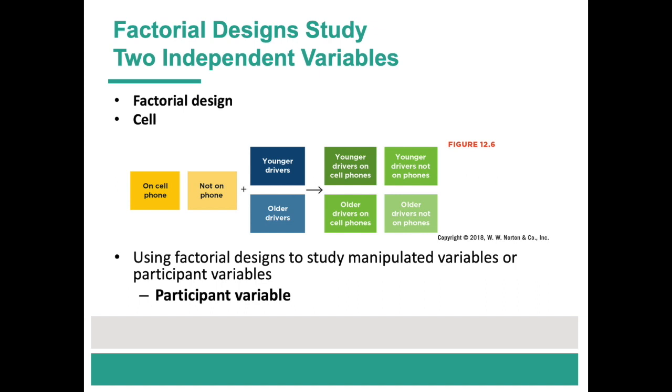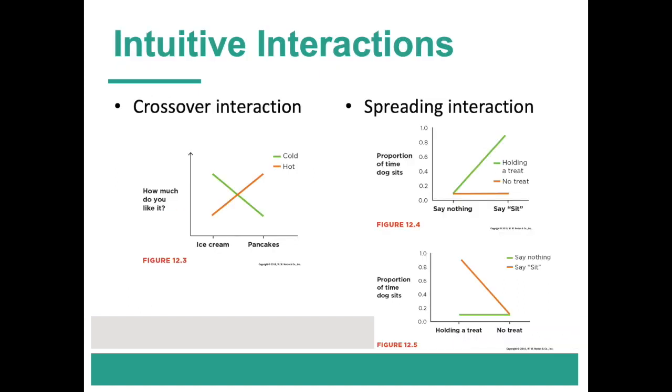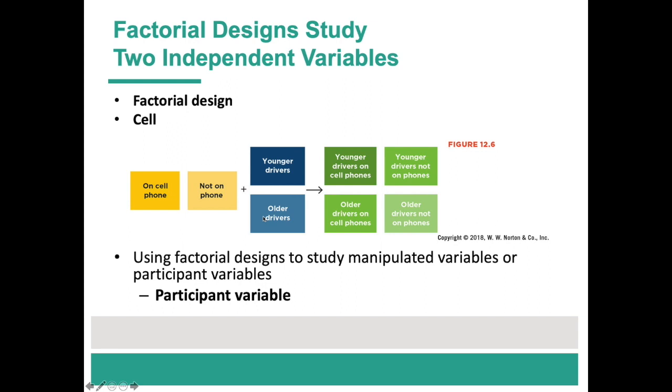So there's different factorial designs. When we talk about a factorial design, we're going to talk about cells, and cells are just the combination of both variables. So if we go back to this, one cell is people that have cold and ice cream right there. Another cell would be hot and ice cream. Another cell would be hot and pancakes, and another one would be cold and pancakes. So each combination of the groups is one cell.